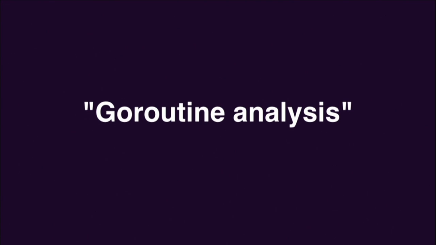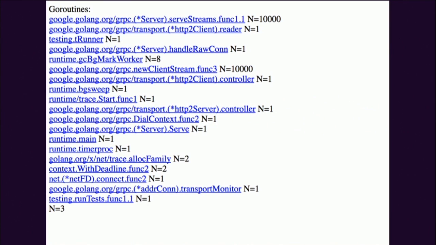OK, so goroutine analysis is next. This is a list of all the different types of goroutines that were running in that program during those few seconds that I was recording. And listed at the very top, there are 10,000 different goroutines that, at some point, were all started in order to run serve streams func11.